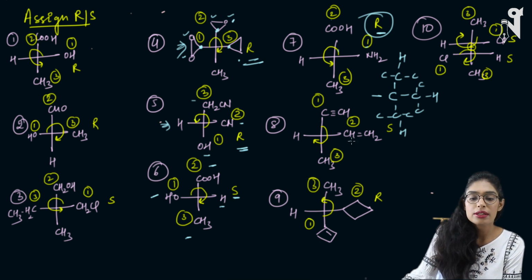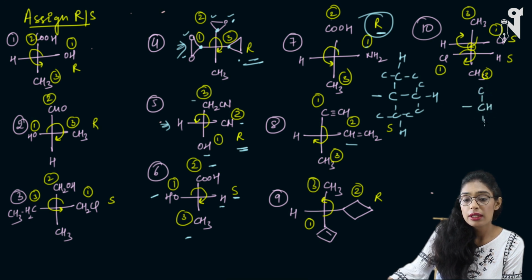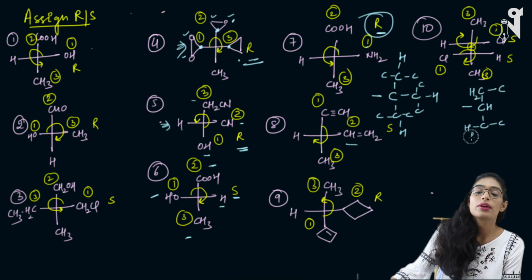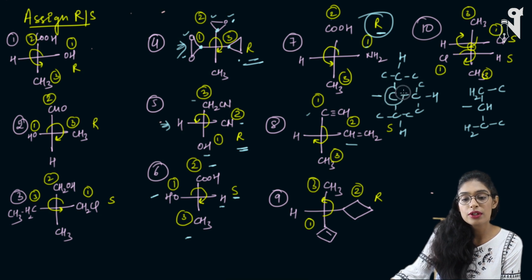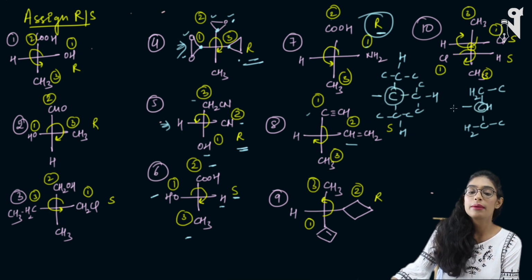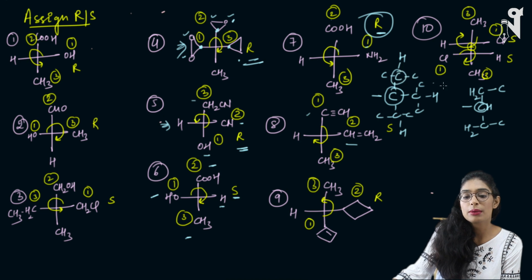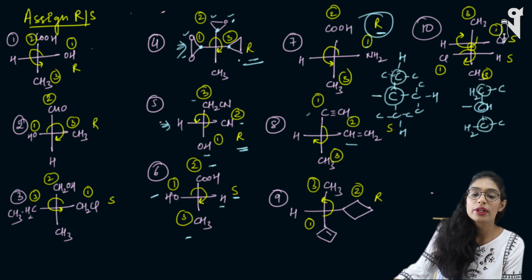And there is CH2 double bond CH2. So how will we resolve it? We will resolve it as C and C, and the C is further connected to 2 carbons. That's how we'll resolve it. So when you compare C triple bond CH and CH2 double bond CH2, the first point of contact is the same. Second point of contact is carbon, again same. Third point of contact is carbon, again same. Let's move to the next attachments.